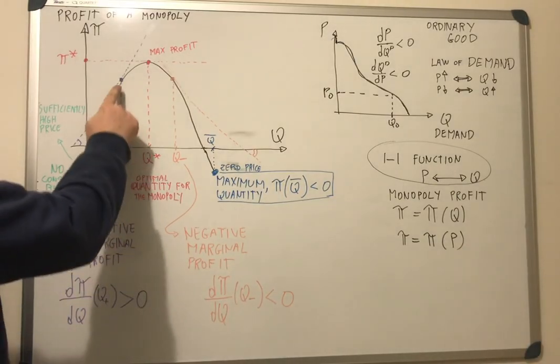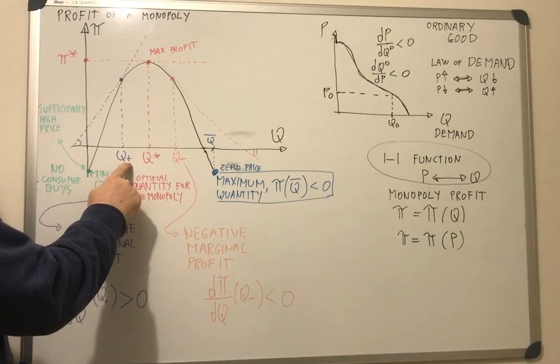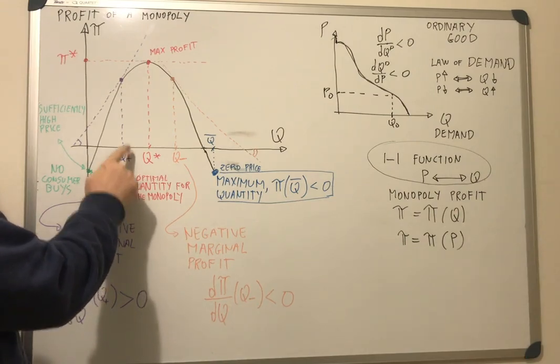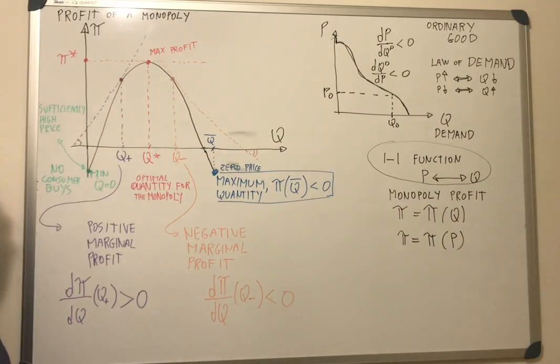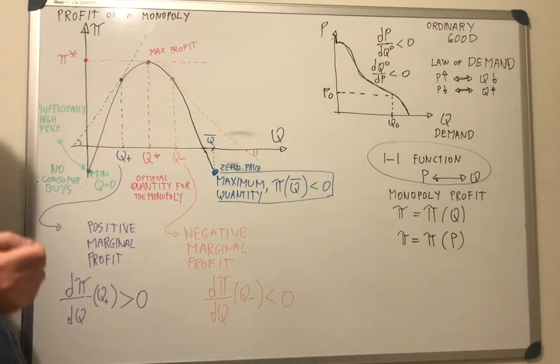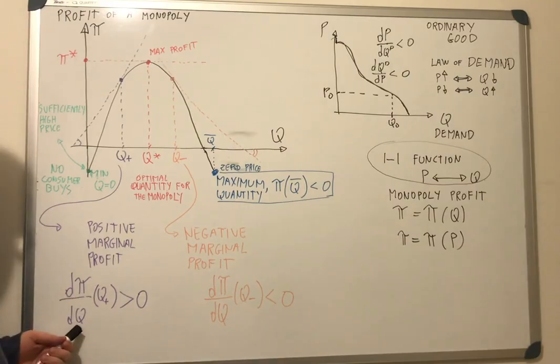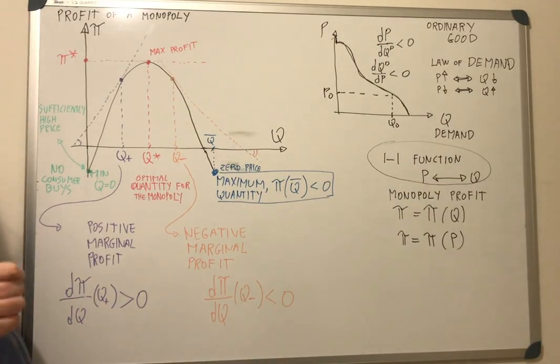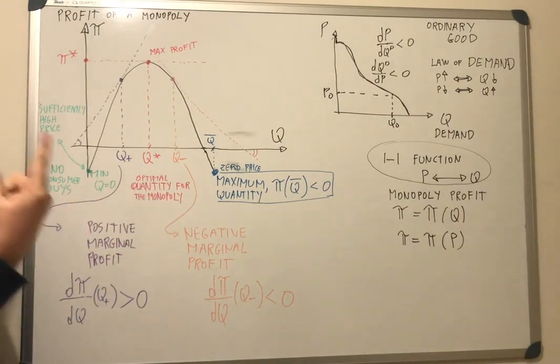At this point here, if you choose Q plus, the monopoly is making positive profit, not as much as Q star, but positive profit. Now in this part of the curve here, the monopoly has a positive marginal profit. That means that the derivative of the profit function with respect to the quantity evaluated at this point is positive. What is this derivative? It's the marginal profit. Marginal profit is the derivative of the profit with respect to the quantity. It measures the instantaneous rate of change of the profit when you increase the quantity by 1 unit.